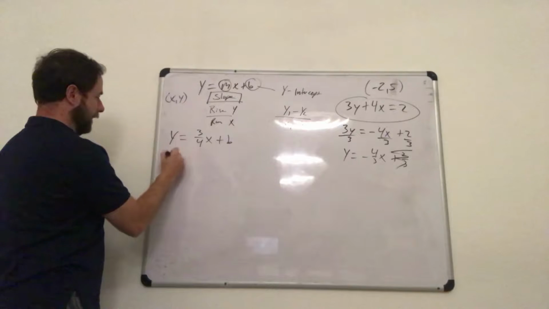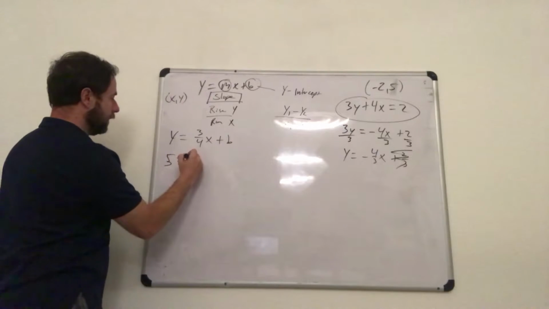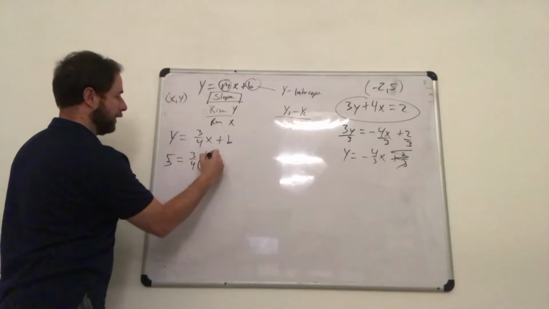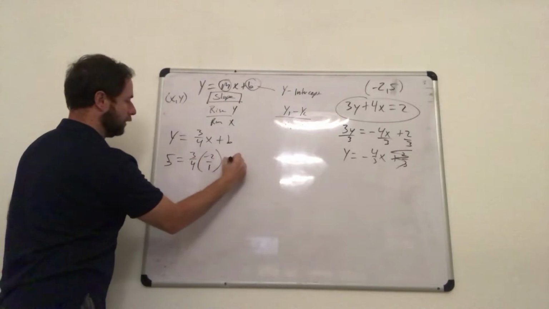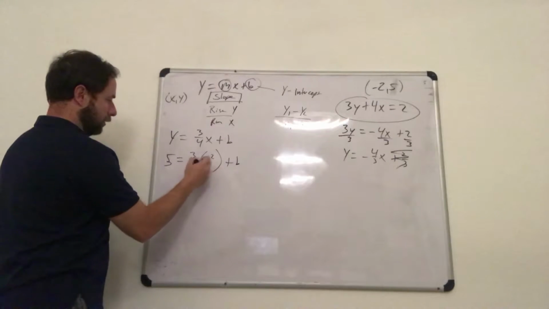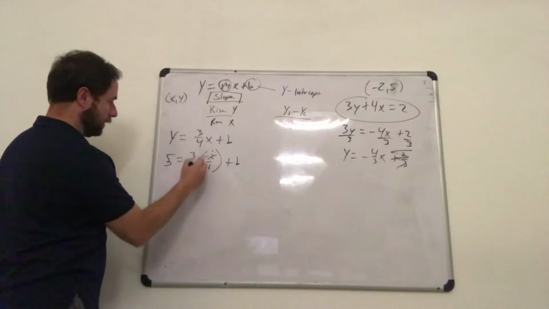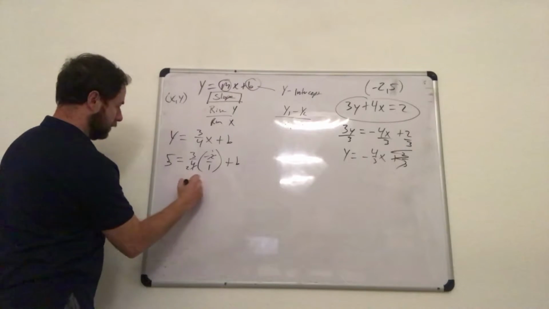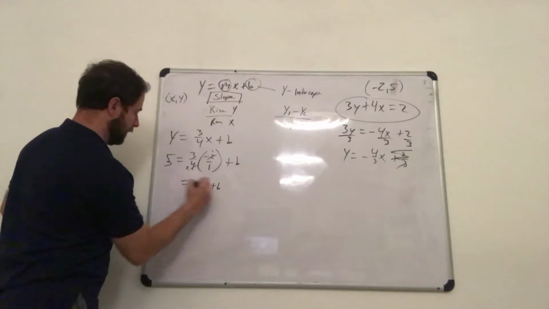So take your 5 and put it over here in place of y. You get 3/4 in place of x. You're going to put negative 2 over 1 plus b. So this is going to be a 1, this is going to be a 2, so you get negative 3/2 plus b in your 5.